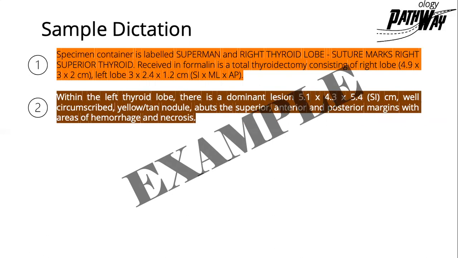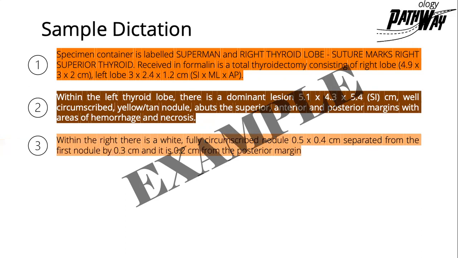Then number 2, we will go to describe the main lesion. So within the left thyroid lobe, there is a dominant lesion. Again, the measurements, well circumscribed, tan yellow nodule, abuts the superior, anterior, and posterior margins with areas of hemorrhage and necrosis. Number 3, any additional findings. Within the right lobe, there is a white, well circumscribed nodule, and this is the measurement, separated from the first nodule by this measure and 0.2 centimeters from the posterior margin.